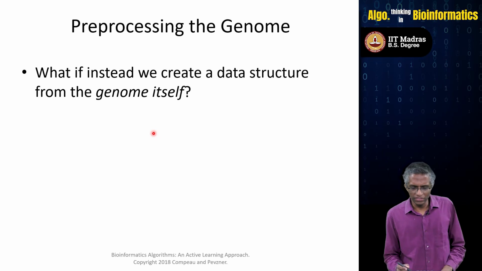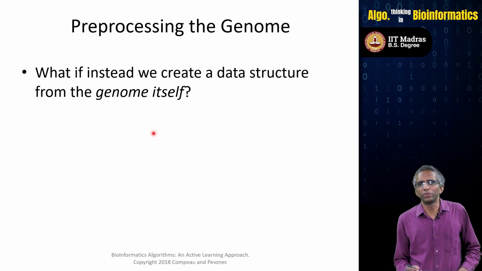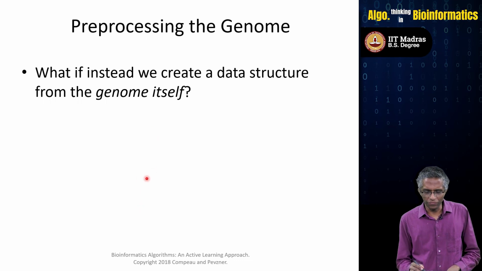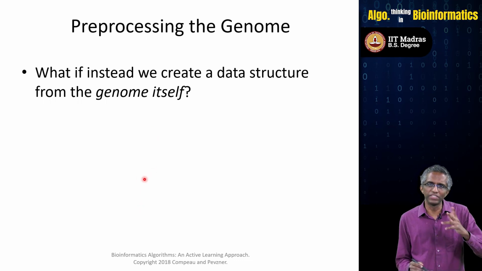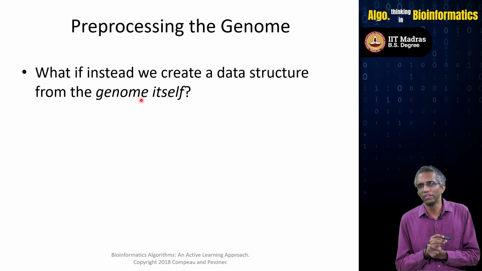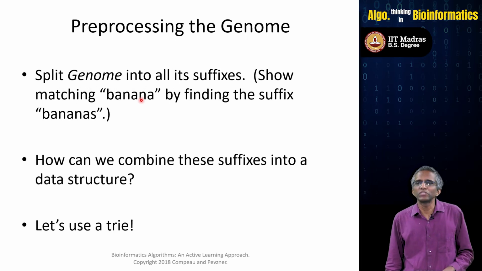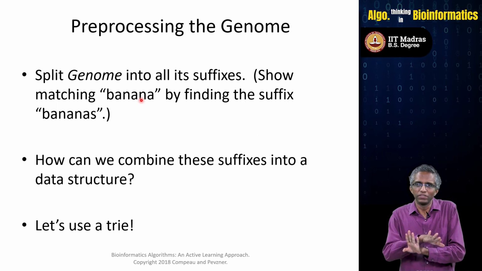So let's just change the problem a little bit, right? Because we have billions of reads and we have to combine them all together. Can we also look at the problem in a different way, which is instead of creating a data structure that holds all the patterns together, can we create a data structure from the genome itself? How do we pre-process the genome, right? We are looking at the reverse problem.